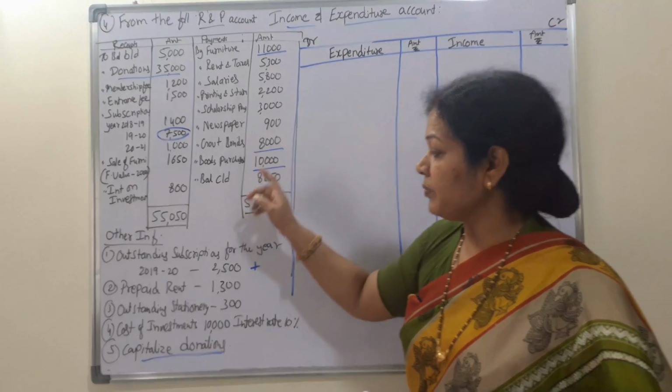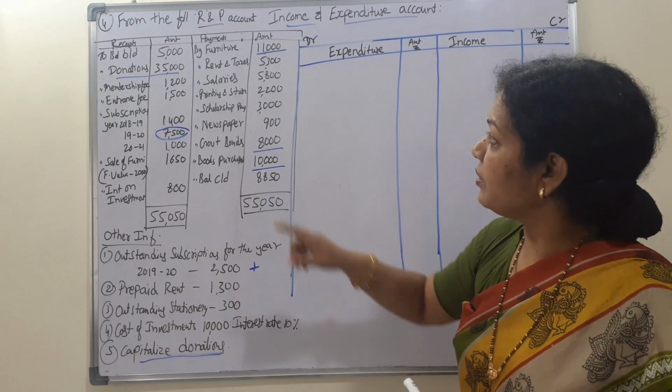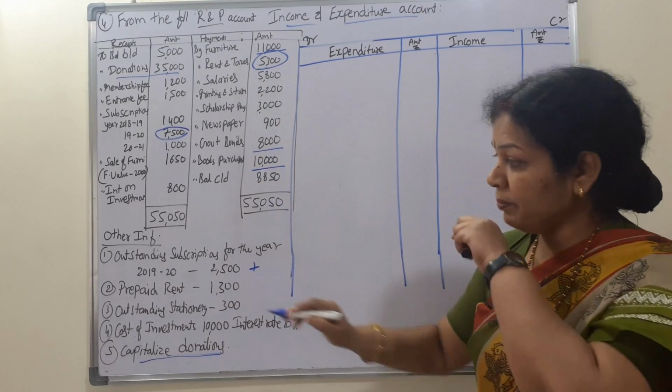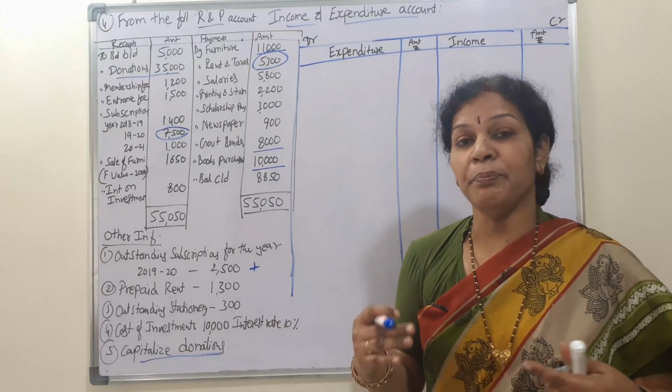Okay. Next, prepaid rent. Where is rent? Rent is here. There is an adjustment for this. Prepaid, paid in advance.